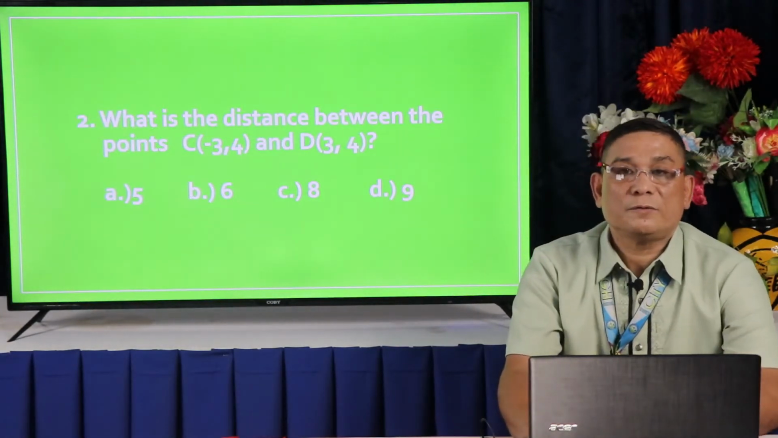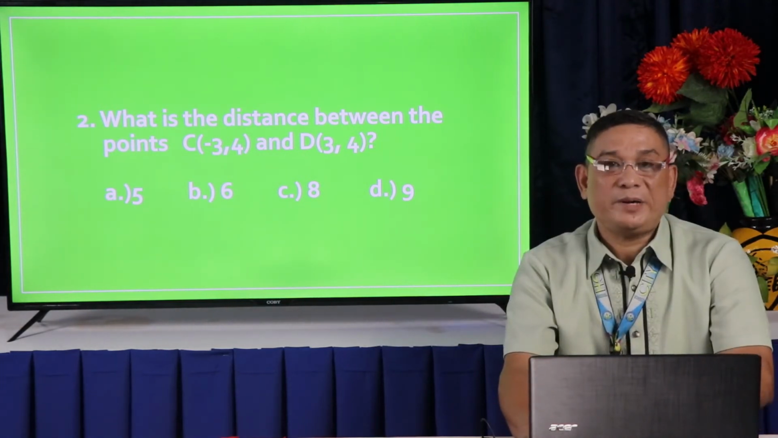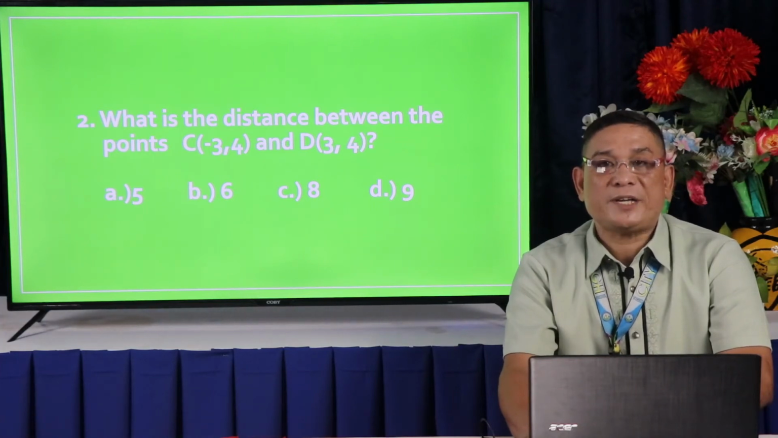Quiz number 2. What is the distance between the points C (-3, 4) and D (3, 4)? A, 5, B, 6, C, 8, D, 9. You have 5 seconds to answer.